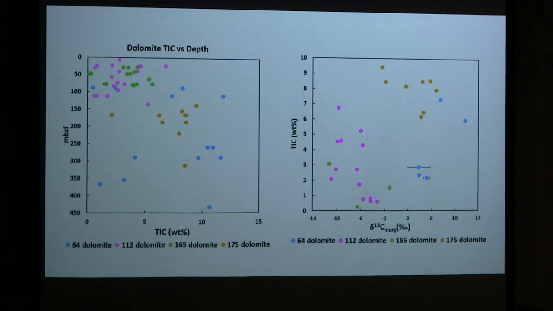Looking at inorganic carbon versus depth for all four sites, there wasn't a trend for individual sites. However, if we look at all four sites together, the deeper cores did tend to have more inorganic carbon overall compared to the shallower cores. And there's a few outliers, but the general trend, there does tend to be more inorganic carbon, more cementation.